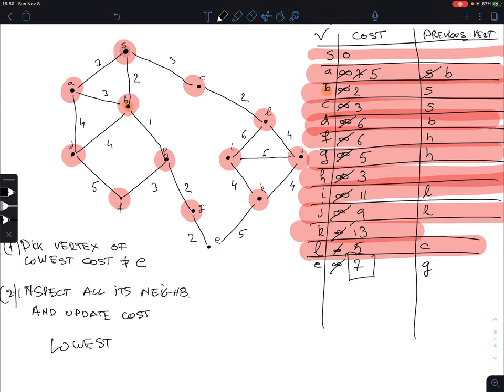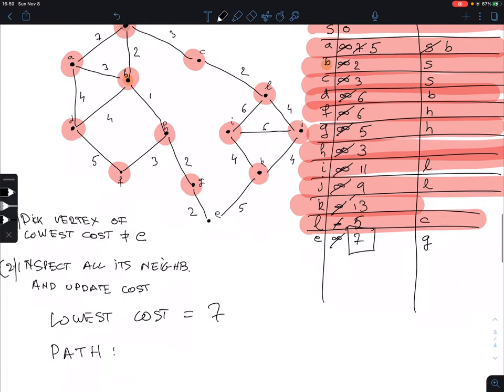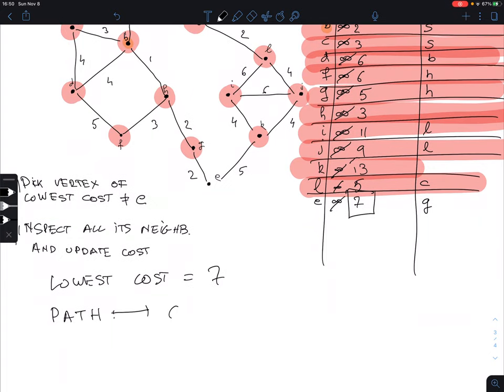But more importantly, what is the path that gives me the lowest cost? Well, this we find by going backwards. Start from E and go backwards. Okay, you're in E. So I'm going to write it backwards. E comes from G. So this is G. Where does G come from? G comes from H. Where does H come from?